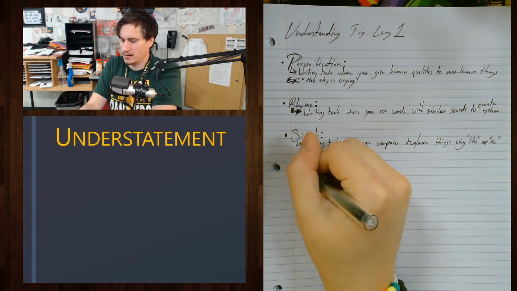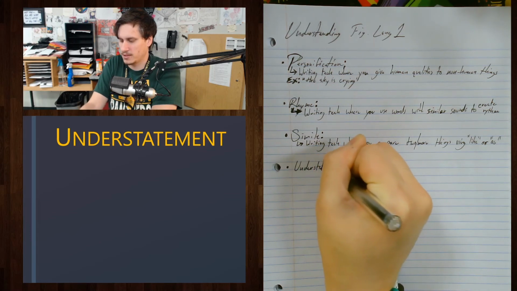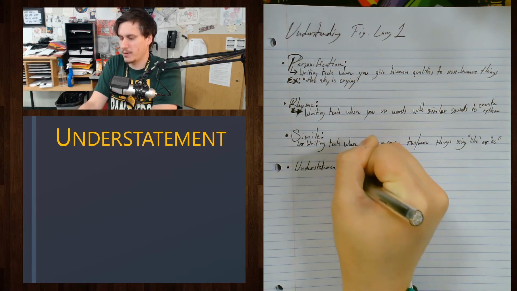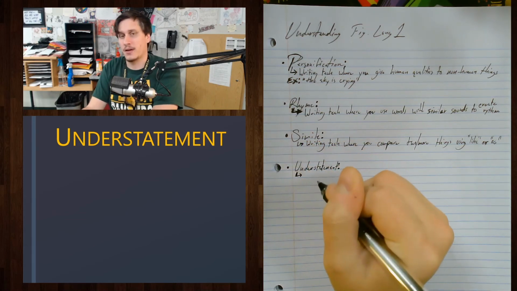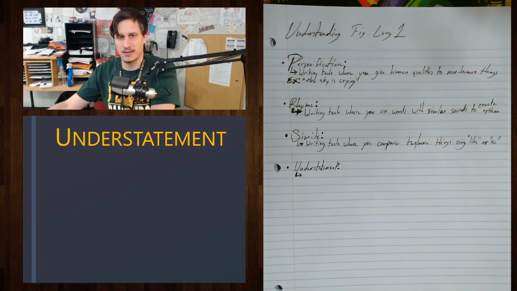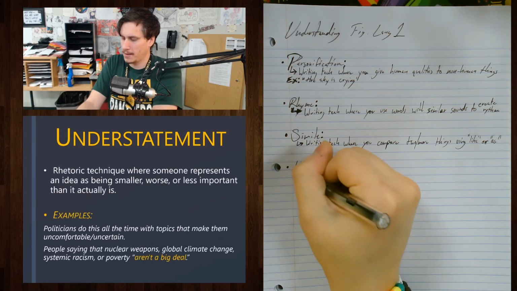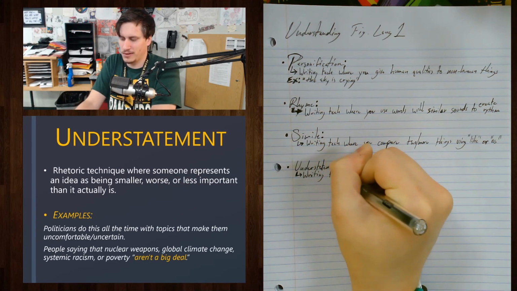This is going to be our last word. It is called an understatement. So if a hyperbole is where you are exaggerating something, an understatement is going to be the opposite. An understatement is where you are downplaying something. You're making it seem not as serious as it is. It's a writing technique, even though you can do this in speech as well.